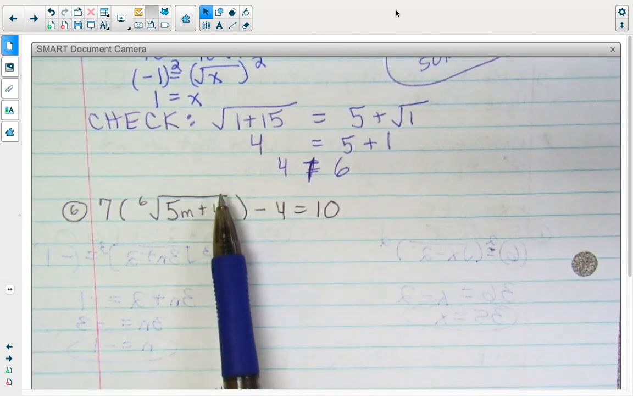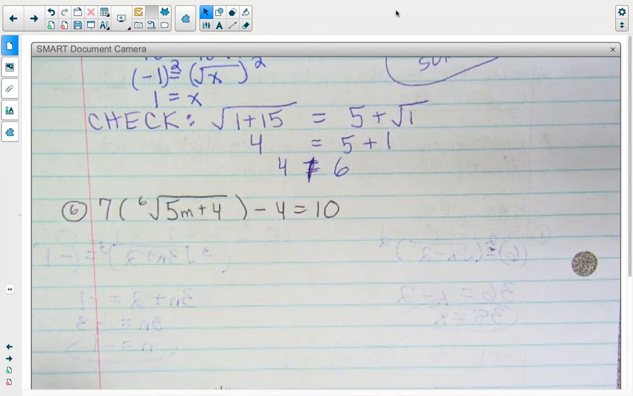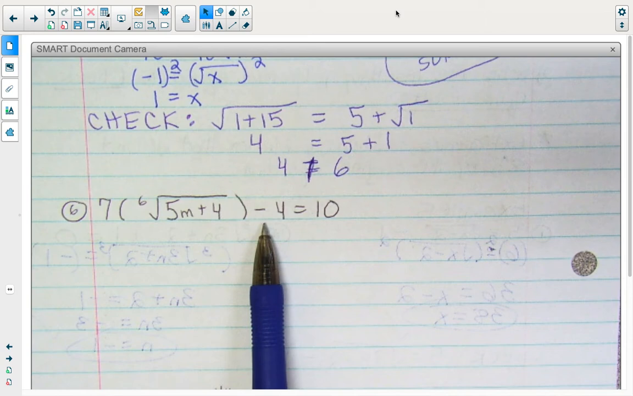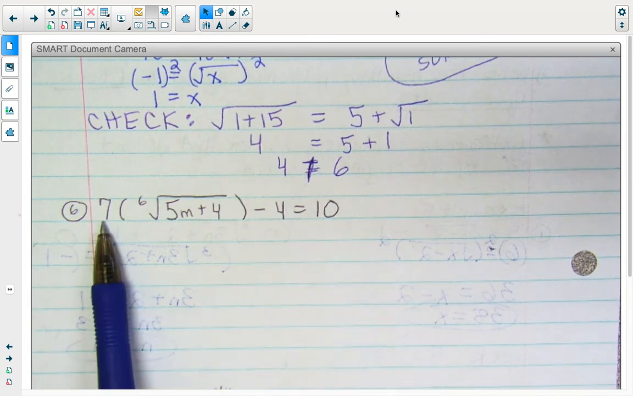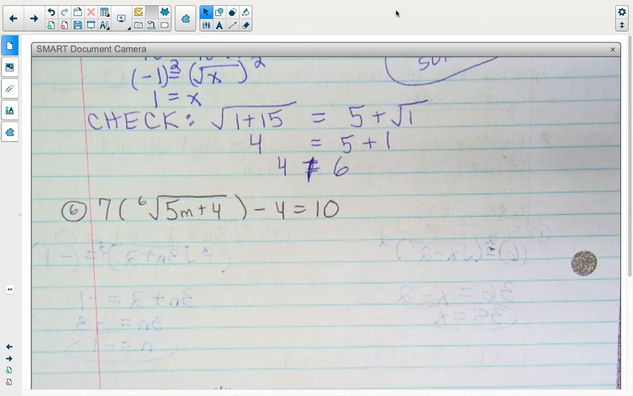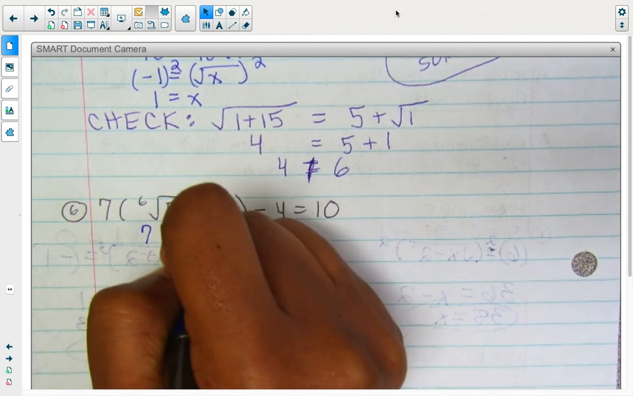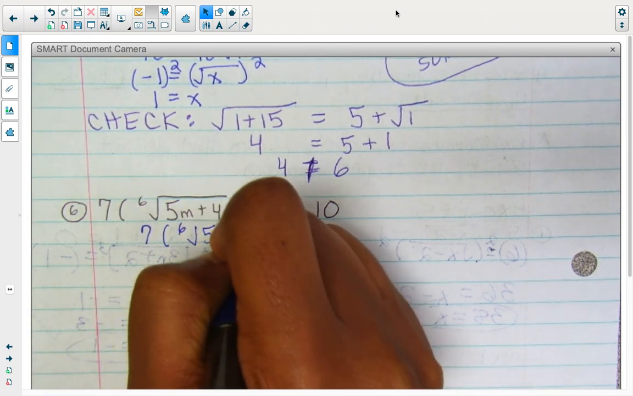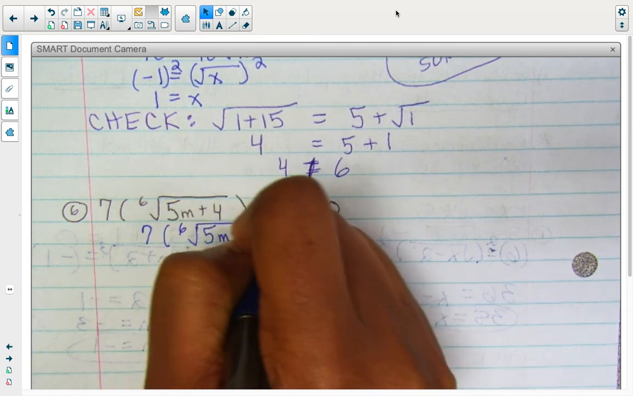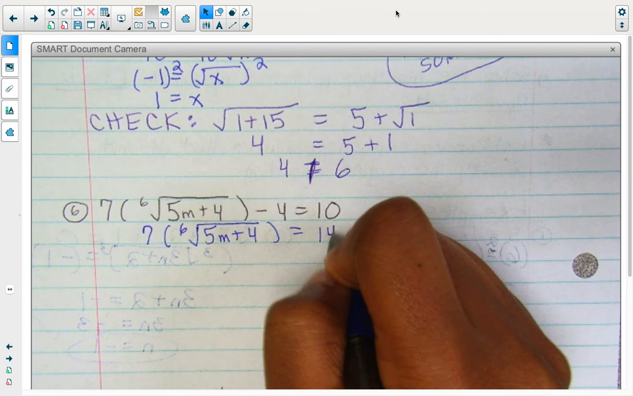We need to get the radical on one side of the equation by itself before I try to do anything else. So we're going to add 4, then work with the 7, and then get rid of the 6, because we got to start by moving what's furthest away from the radical. So we're going to add 4 to both sides. So that's going to give me 7 times the 6th root of 5m plus 4. And when we add 4 to both sides, I get 14.